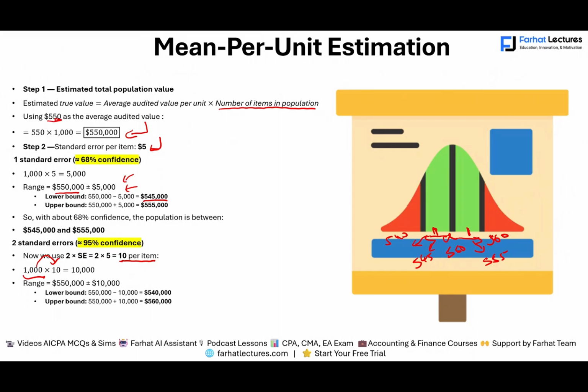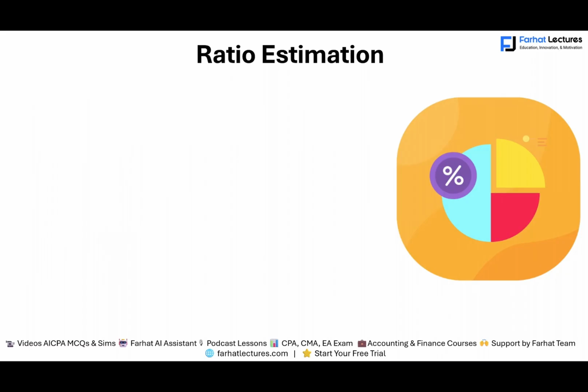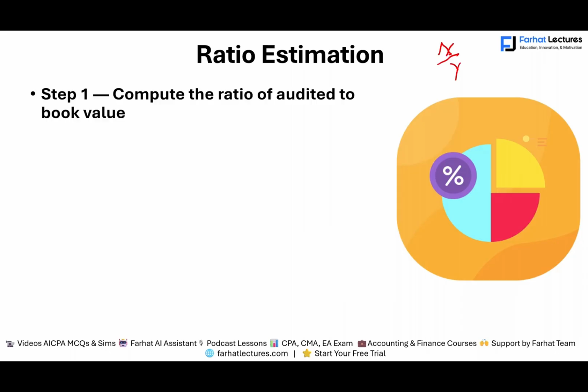Now let's take a look at the next method, which is the ratio estimation. What's a ratio? Ratio is x over y. Compute the ratio of the audited to book value. So we're going to look at the audited amount divided by the book value. The audited amount is 28,000. The book value is 30,000. Well, the ratio of audit to book value is 93.3%. It means our account is overstated by 7%.